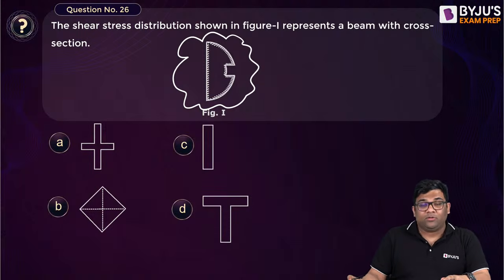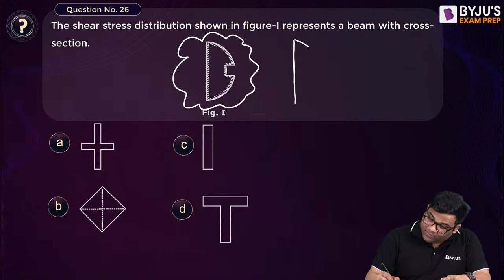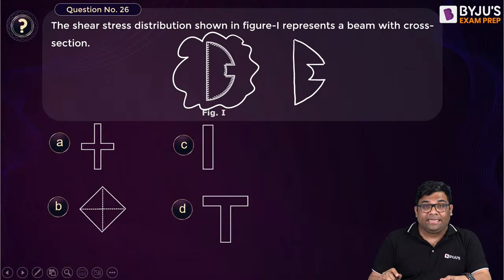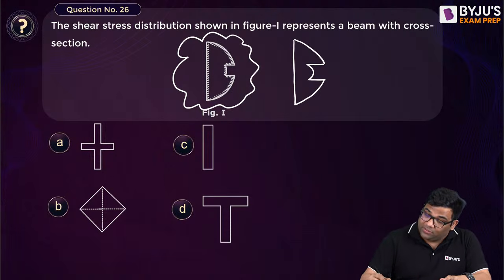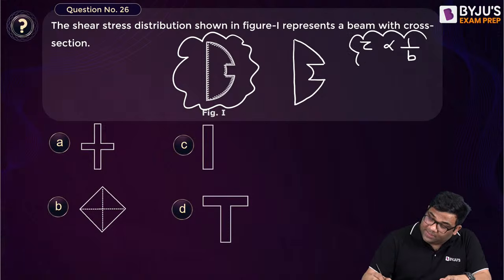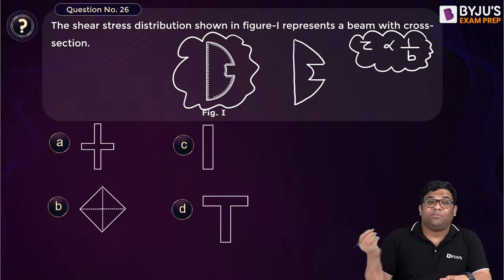This belongs to which cross section? You see what has happened? It was going parabolic, then it decreased. The sudden drop is there. Then parabolic, sudden increase. Whenever there is a sudden drop or sudden increase, that means the cross section has changed, right? The cross section has changed because the shear stress is inversely proportional to the width. If other parameters are the same, shear stress is inversely proportional to width.